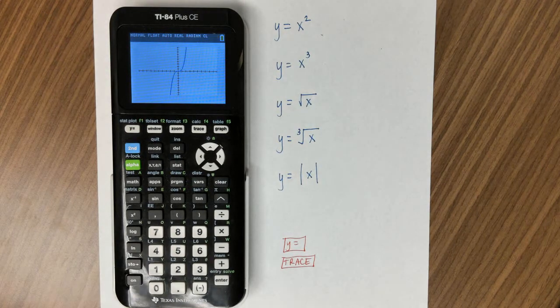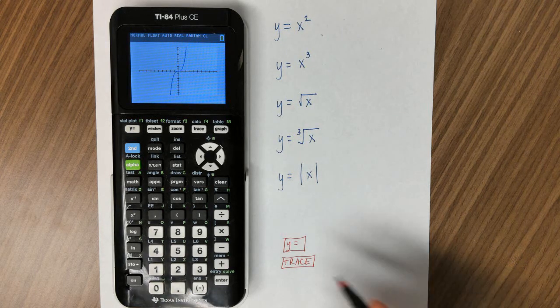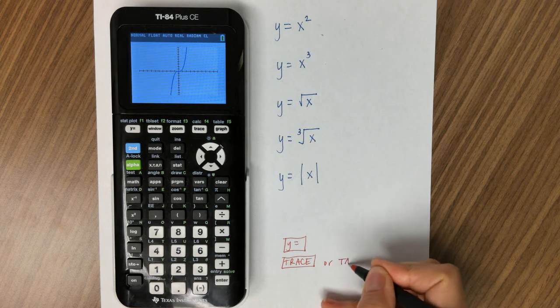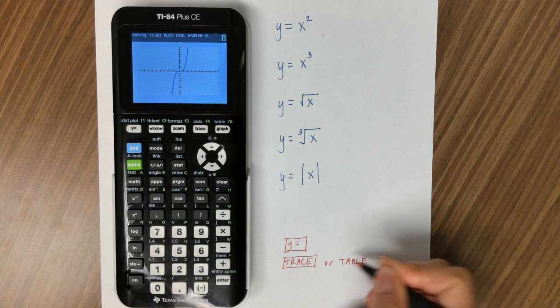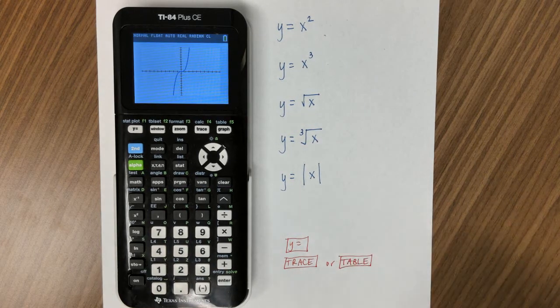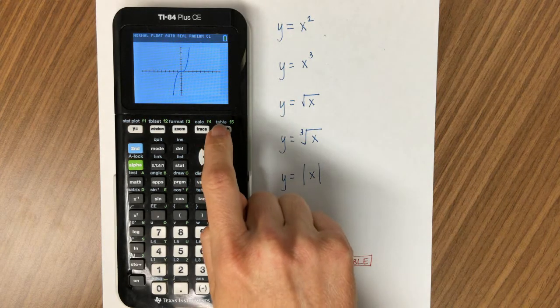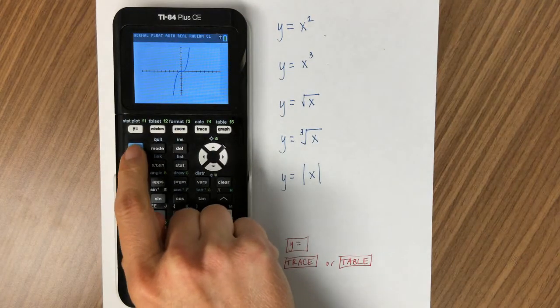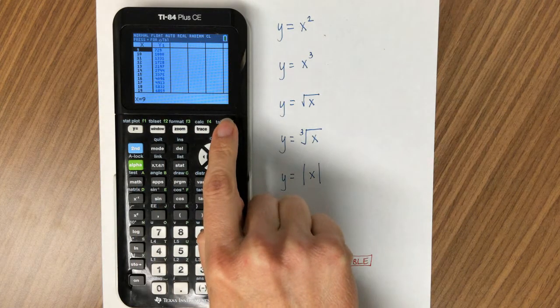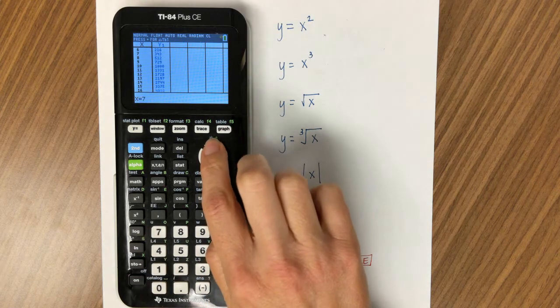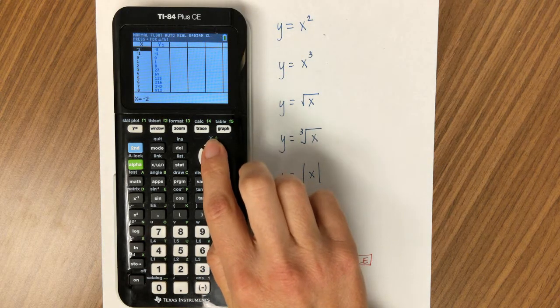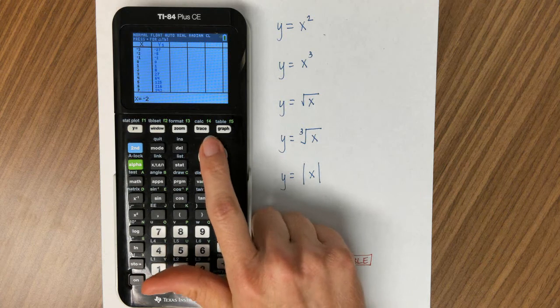It kind of looks like a snake wiggling up through the origin there. So again, you can use your trace key and type in x values to get out the y values, or also remember you can use your table key as well. If you see above graph, it says table, so I'm going to hit second and then graph to access the table. And I can just scroll around. So this is giving me a table of x and y values.